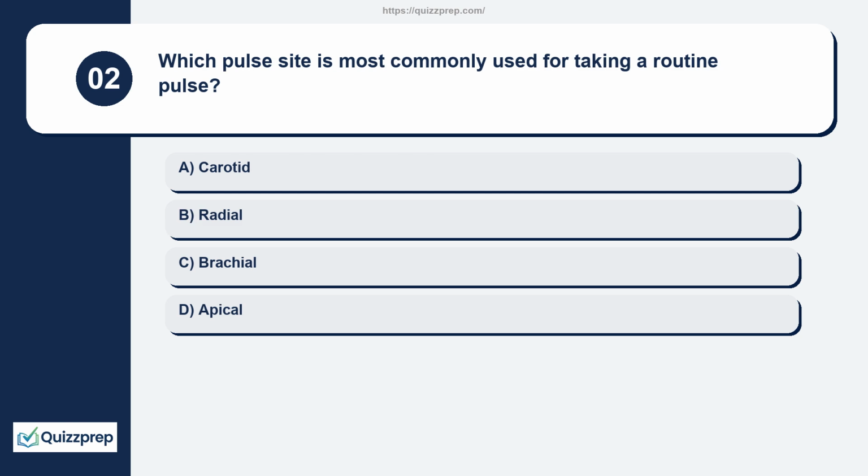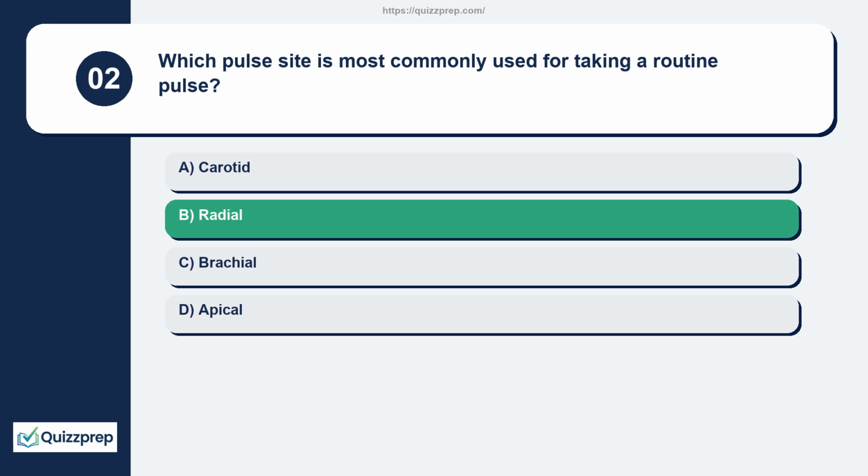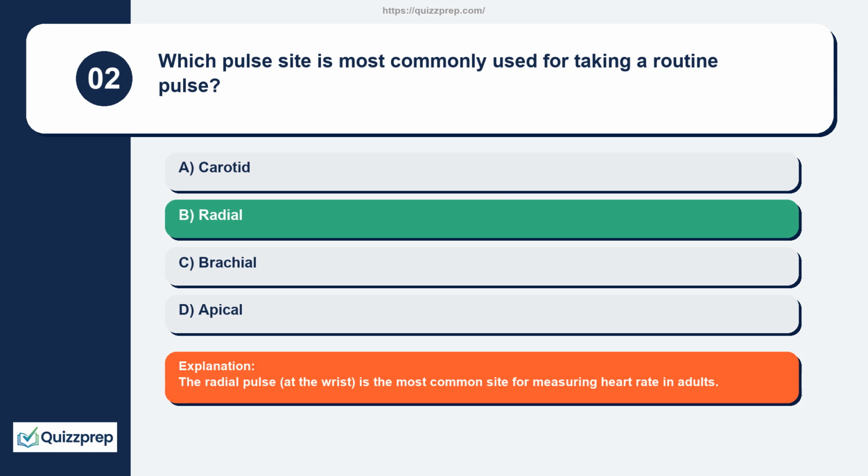Question 2. Which pulse site is most commonly used for taking a routine pulse? Carotid, radial, brachial, apical. The radial pulse, at the wrist, is the most common site for measuring heart rate in adults.